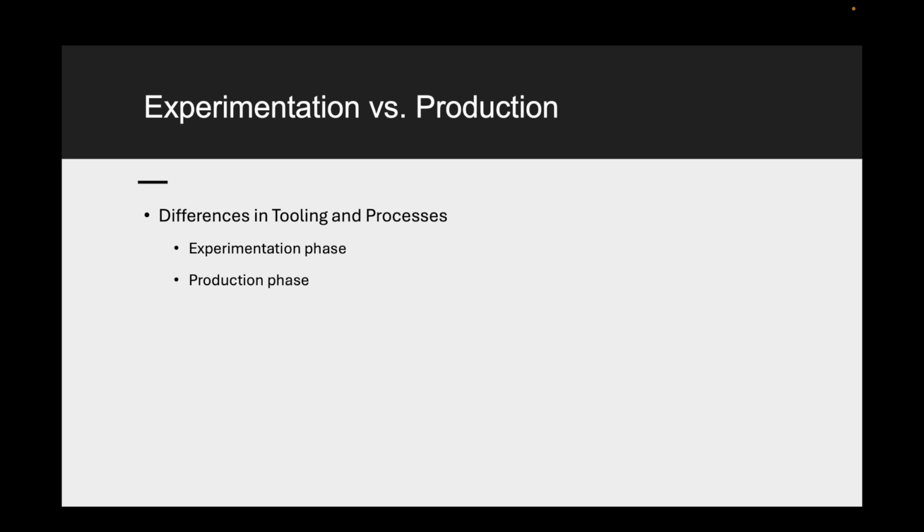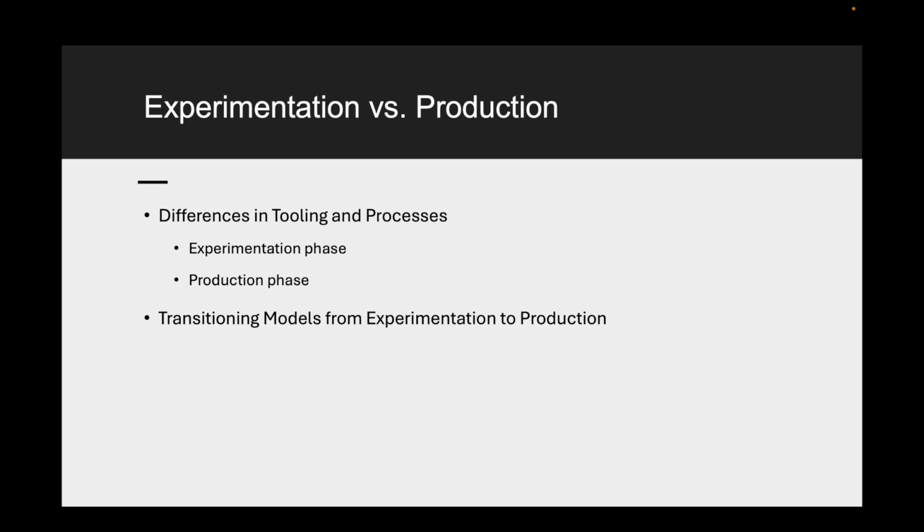Next, we have the production phase. In production, the focus shifts to scalability, reliability, and automation. Tools like Kubeflow, MLflow, or TFX are used for building scalable ML pipelines. Continuous integration and continuous deployment (CI/CD) pipelines are employed to automate the training and deployment of models. Infrastructure needs such as model serving, API management, and resource scaling are key considerations.